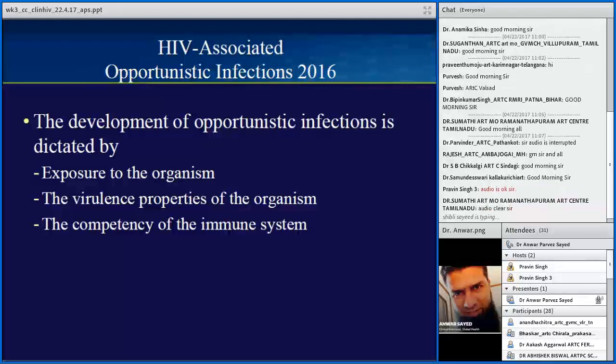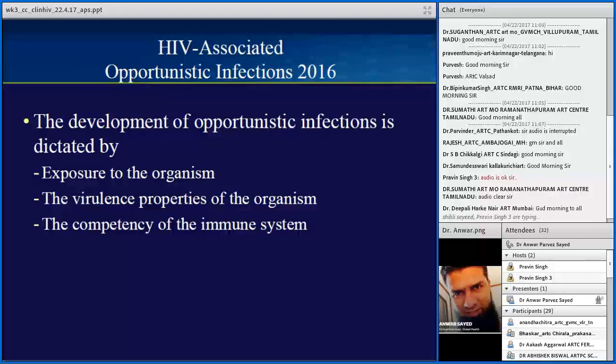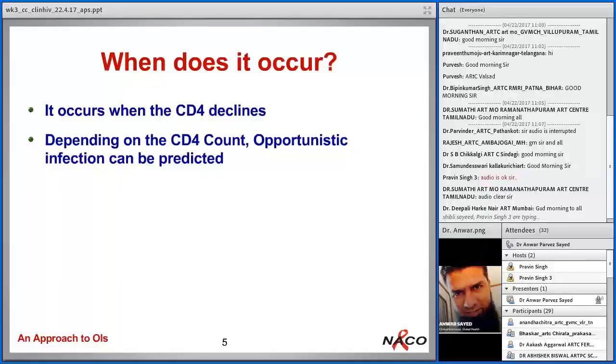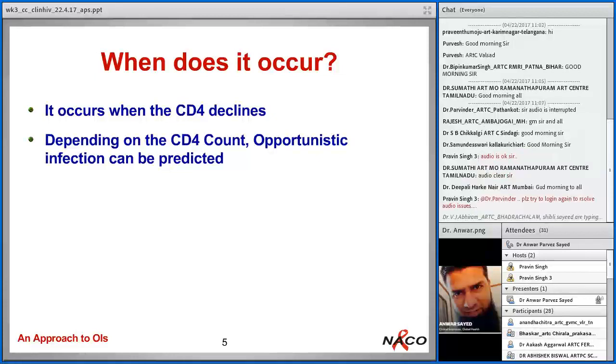What I was trying to say was, if the organism is more virulent, and also if the host immune system is very weak, then there is a risk of serious OIs, and serious presentation of OIs is more. So when does it occur? As we have already mentioned, it occurs when CD4 count declines, and depending on the CD4 we can predict the OIs also. There are some specific OIs, at least the presentation of certain OIs is in a unique way at a certain level of CD4 count.